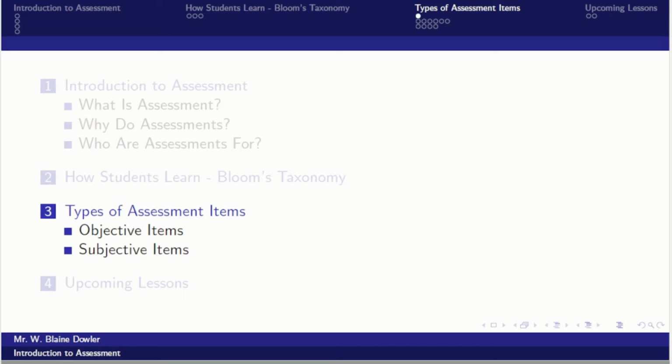And now we're going to be looking at different assessment items, particularly objective and subjective items. And we're going to be looking at the most popular forms of assessment. It's not completely comprehensive, but it covers a lot of it.